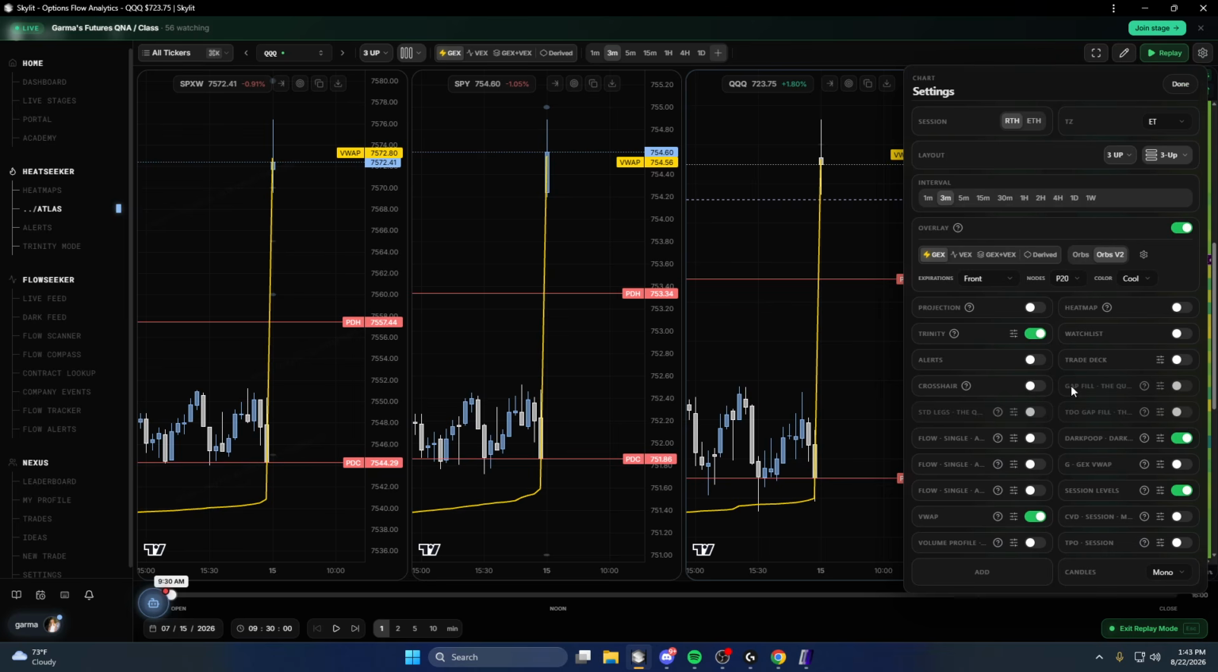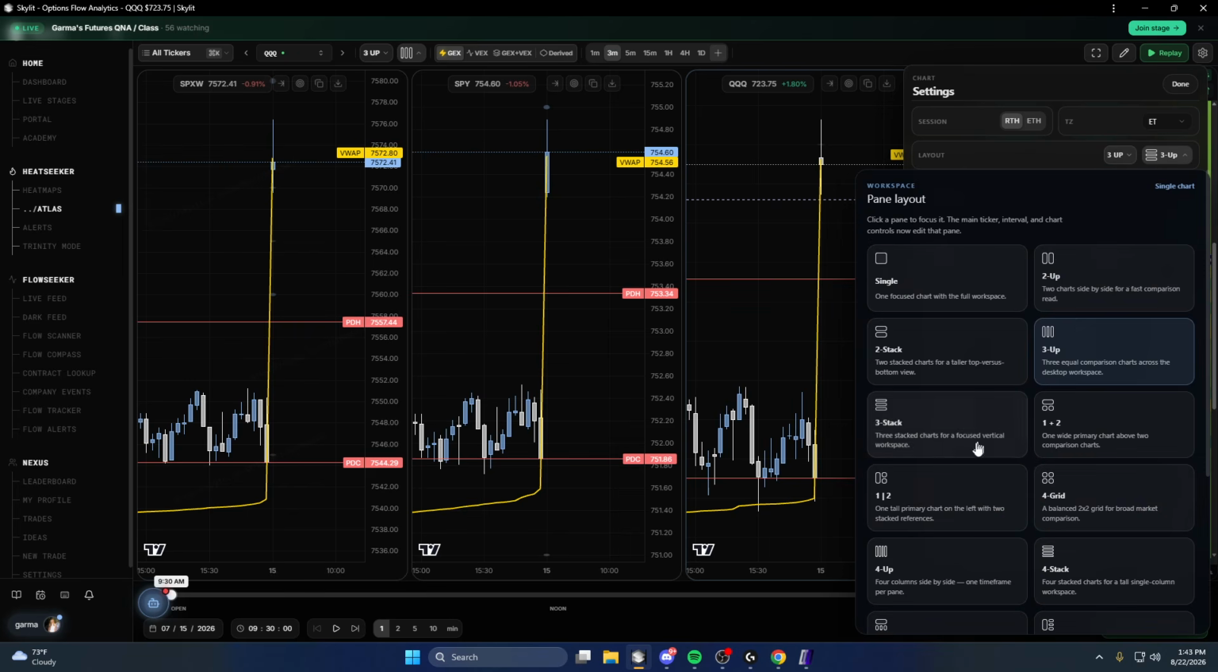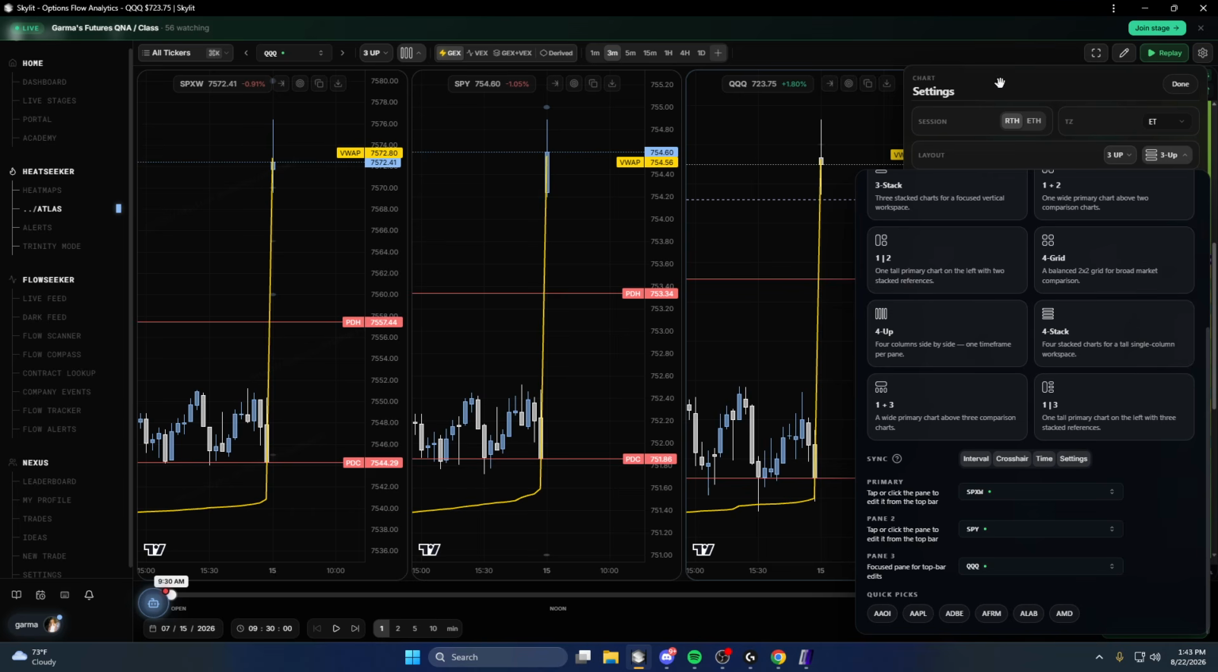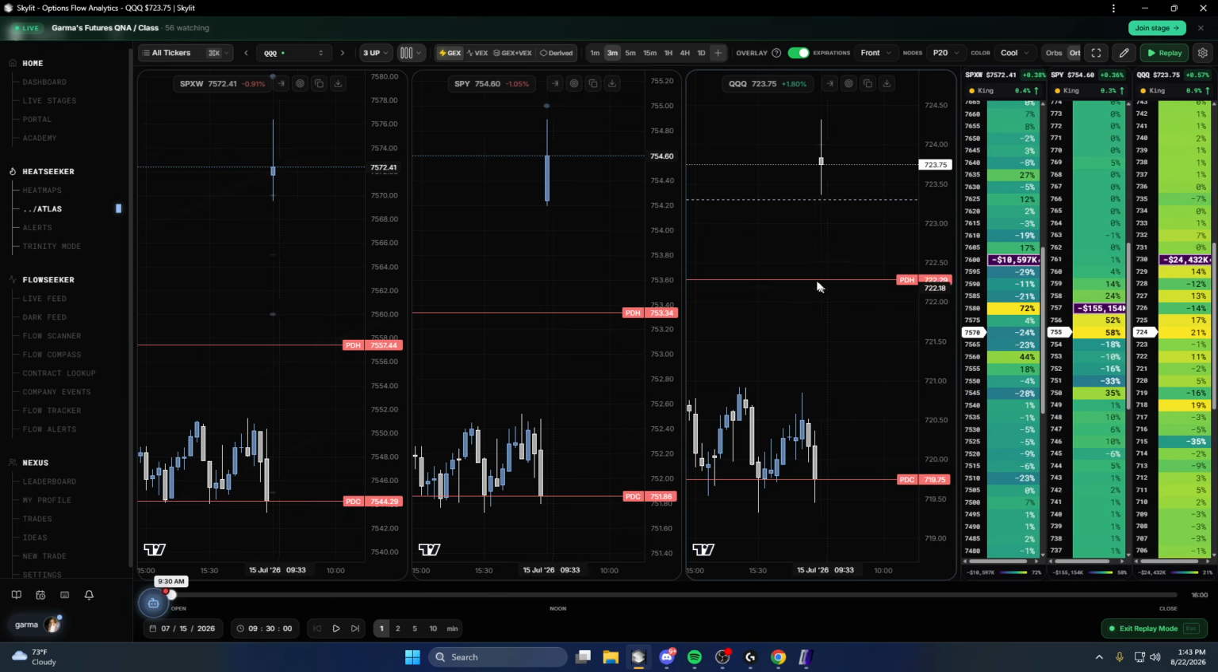I'm going to turn off VWAP up here, and just use the. Oh wait, these aren't synced, are they? There we go. And then just turn off VWAP up here.